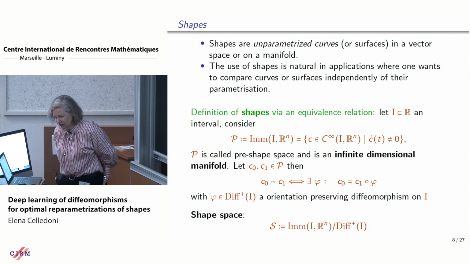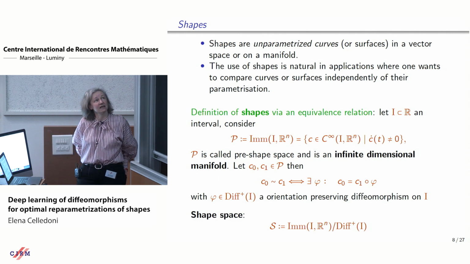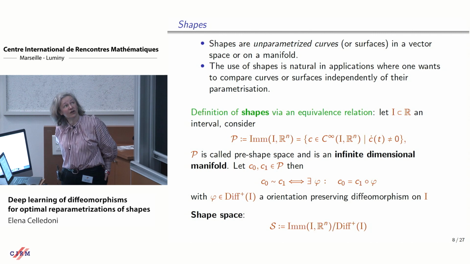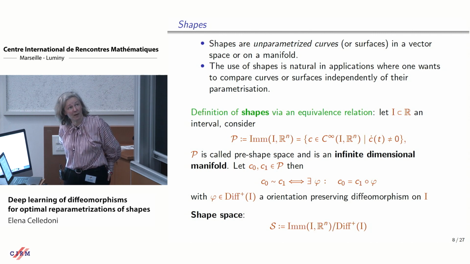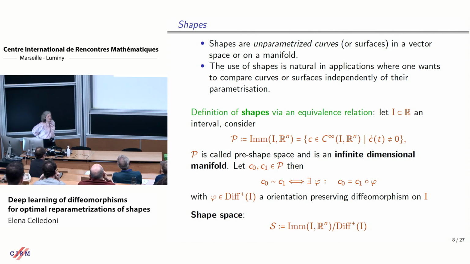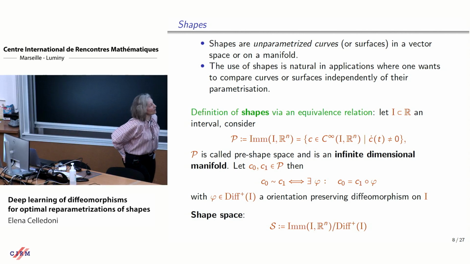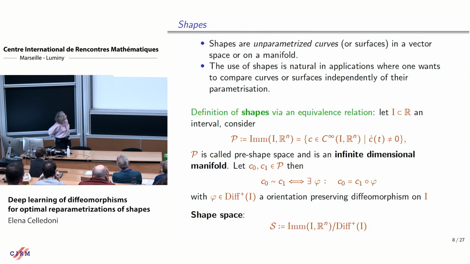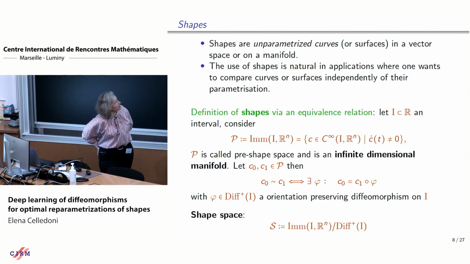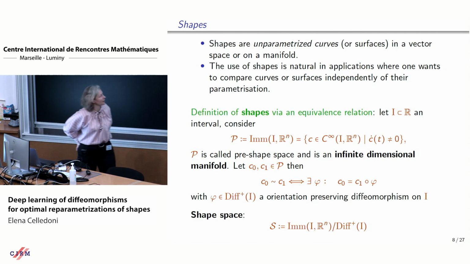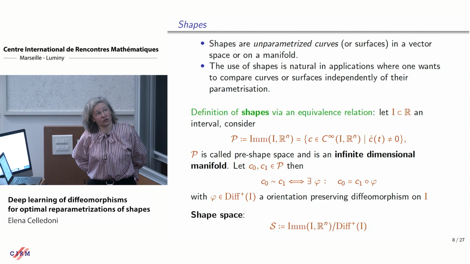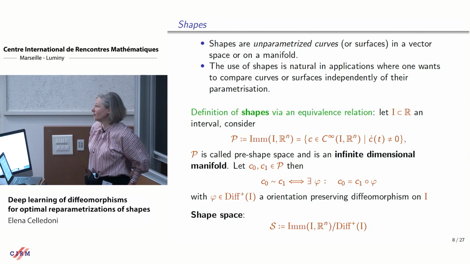So we are going to describe shapes by starting first from the so-called pre-shape space. And for the case of curves, we consider the space of immersions. So we take C-infinity curves with the non-vanishing derivative. This condition of the derivative being non-vanishing makes this P space into an infinite dimensional Riemannian manifold, in fact. So this is important. This will play a role later on.